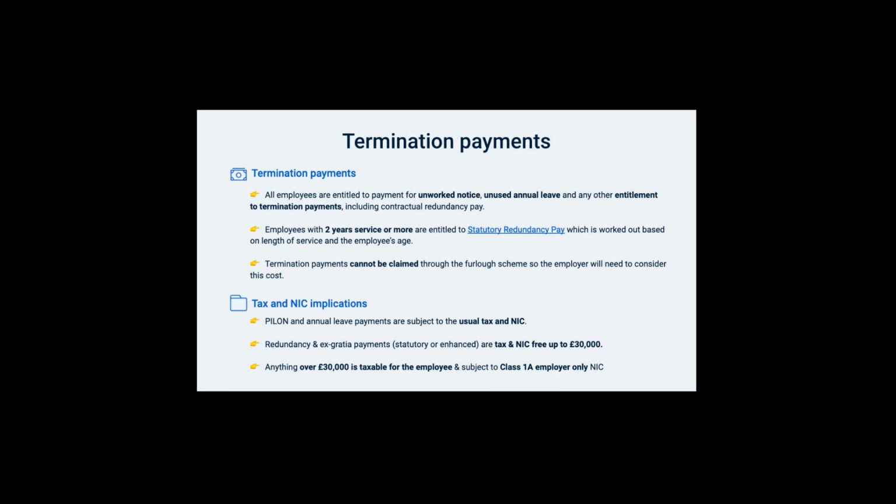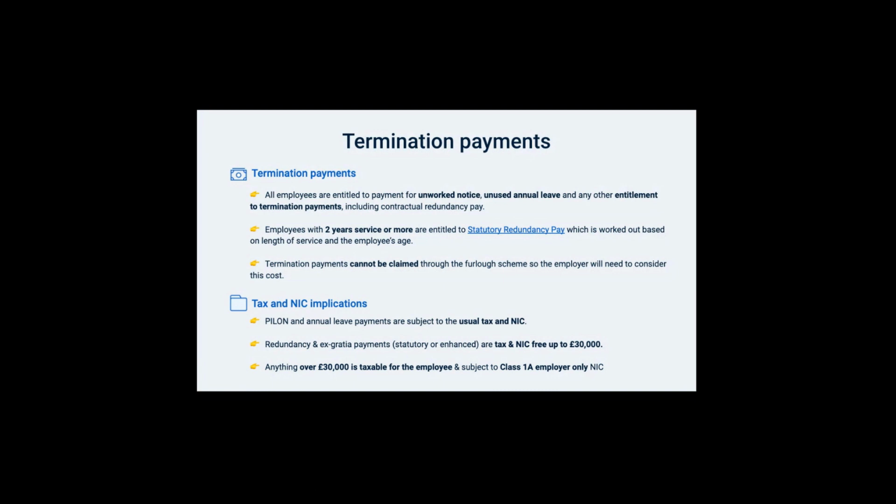And with all aspects of payroll, there are tax and national insurance implications. So any payments made for payment in lieu of notice and annual leave payments will be subject to the usual tax and national insurance that any base pay or any earnings will be subject to. A couple of years ago, it was possible to make pay in lieu of notice payments completely free of tax and national insurance, but the legislation has now changed and any pay in lieu of notice is now fully taxable.